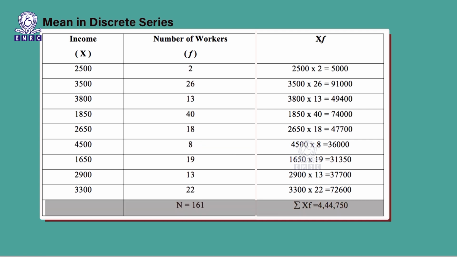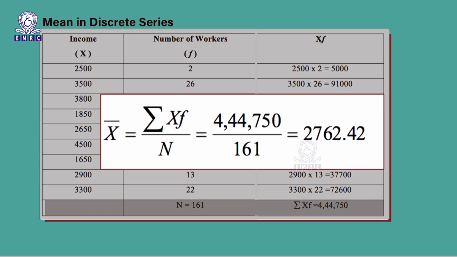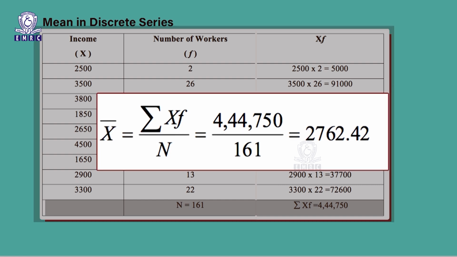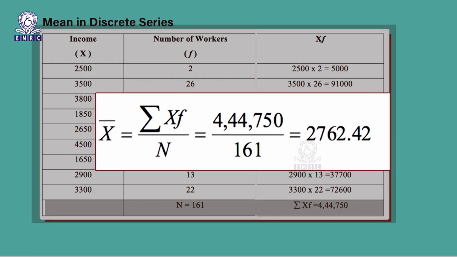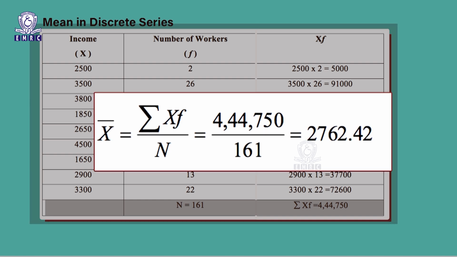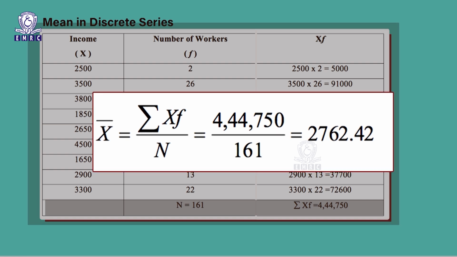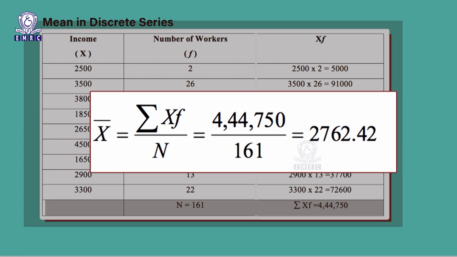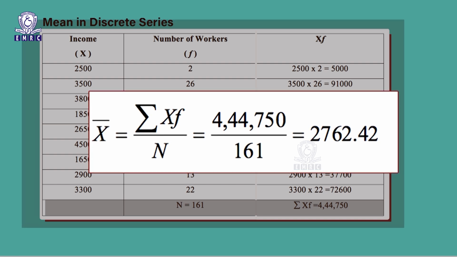Now, we know the N value, we also know the sigma XF value. Now, our duty is to simply replace these values in the formula. The formula to calculate the mean in the discrete series is X bar is equal to sigma XF by N, which is equal to 4,44,750 divided by 161, which is equal to 2,762.42. So, the average income of the workers is 2,762.42 rupees per month.